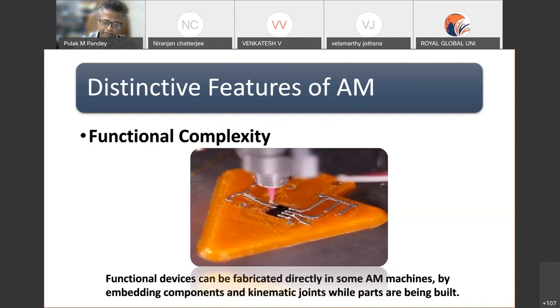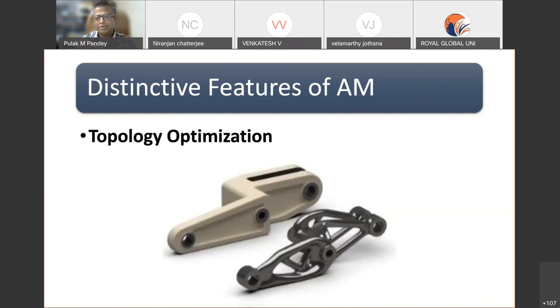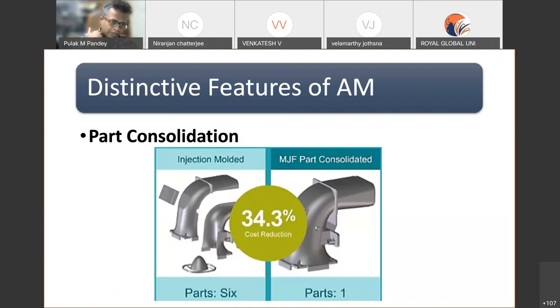The next one is topological optimization. It is again a very critical and distinctive feature of AM. You can see that this is a machine component, but it has been optimized this way and it can be produced using AM technology in a very easy manner. So that's another distinctive feature.